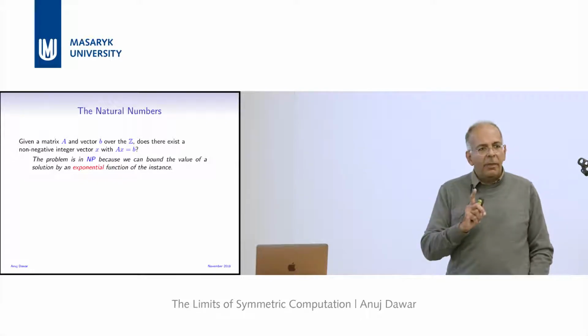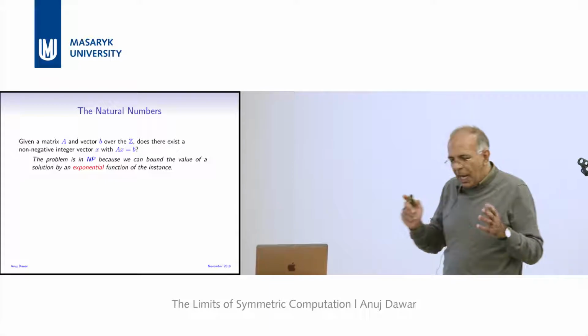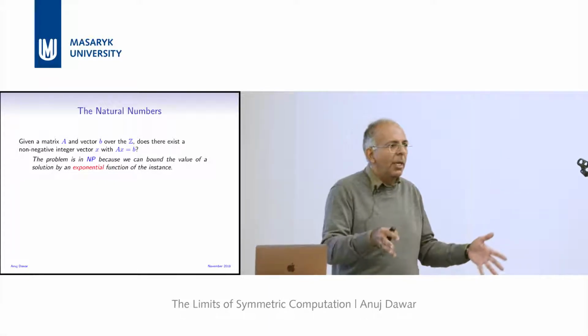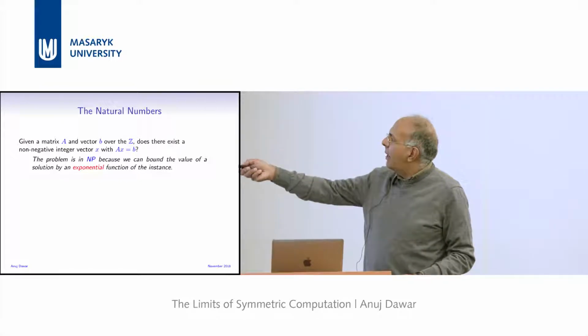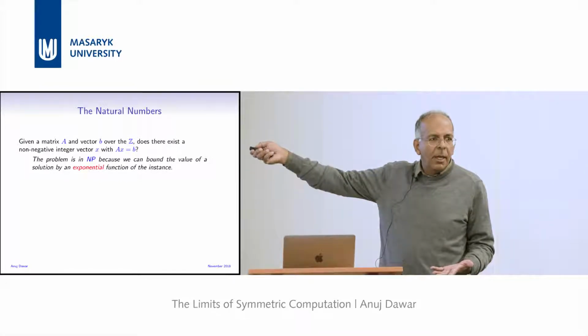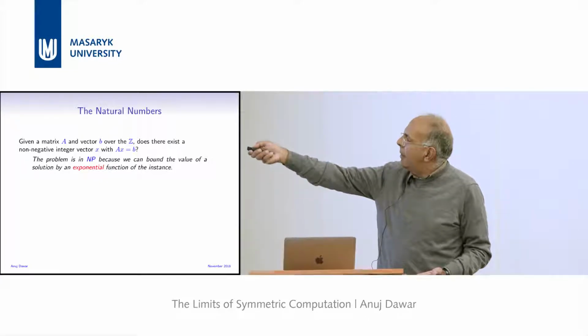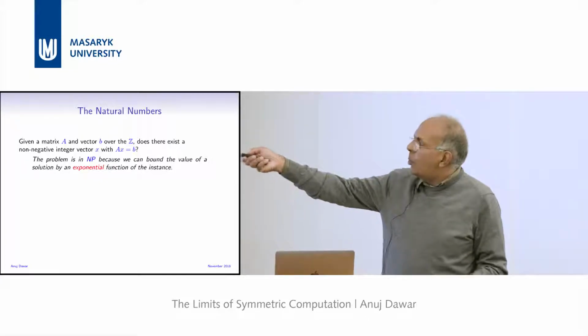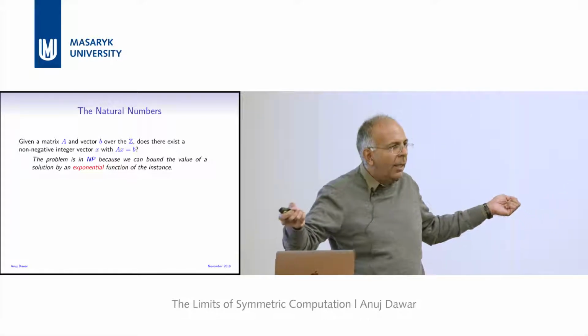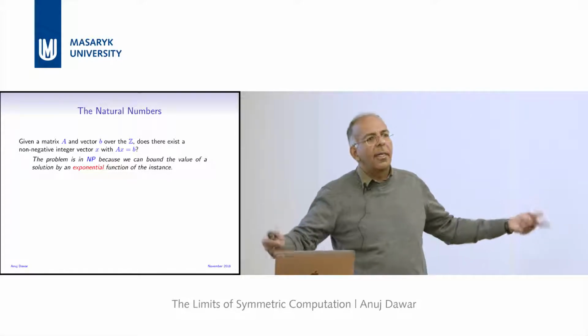Why is this? This is not completely obvious, right? NP, remember, means if I give you the solution, you can check that it is a solution in polynomial time. Well, it seems easy. If I give you the vector x, you plug it in and you check that it all works. But it has to be polynomial time in the size of the instance. So you have to be sure that the actual solution isn't too big, so that the checking process doesn't take too long.